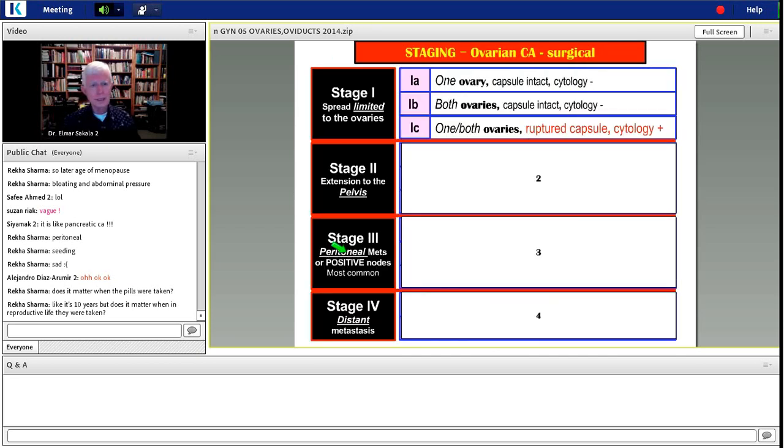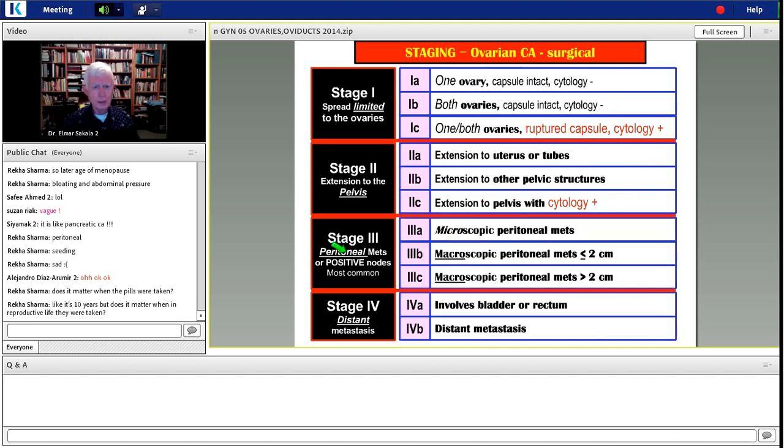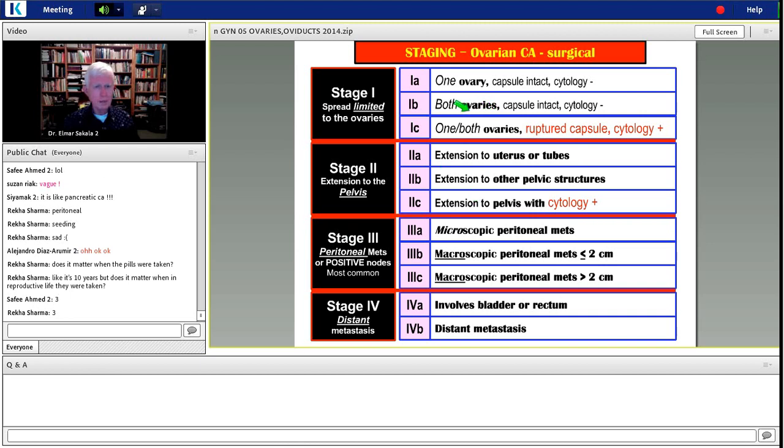Staging. Stage 1, Stage 2, Stage 3, Stage 4. What's the most common one? Stage 3. I don't think I would remember all this stuff, except that Stage 1A is one ovary, intact capsule, no positive cytology in the peritoneal cavity. 1B, both ovaries, but the capsule is intact. It hasn't gone anywhere else. Stage 1C is when the capsule is ruptured and you have positive washings of the peritoneal cavity.